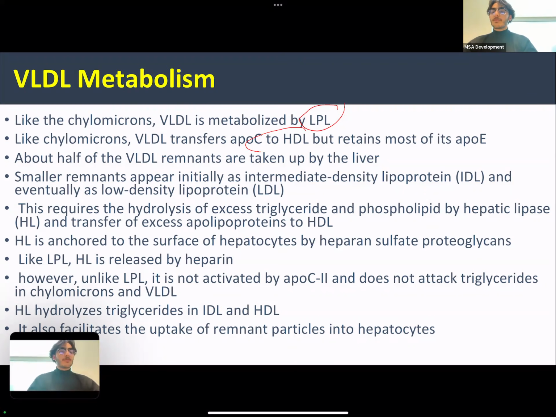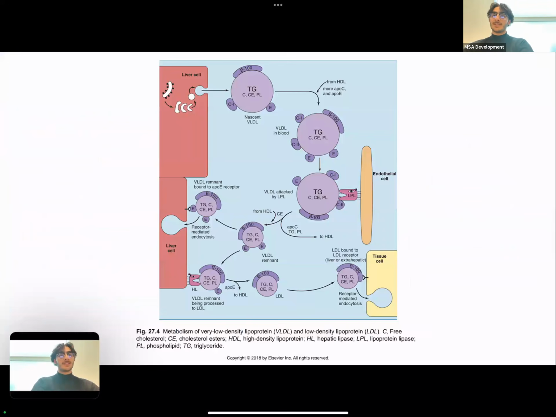Now, let's summarize this. VLDLs are released by the liver. They go to adipose tissue and muscles. They're then metabolized by the lipoprotein lipase. Then these remnants become IDLs and eventually LDLs. But before they become LDLs, these remnants would have to go back to the liver and undergo hydrolysis again through hepatic lipase. And then that's when they would become LDLs. And that's what this slide tells us.